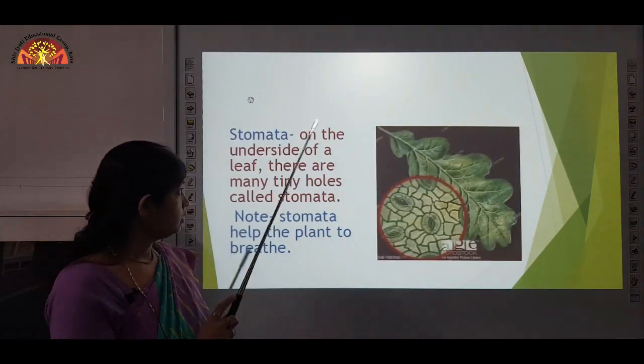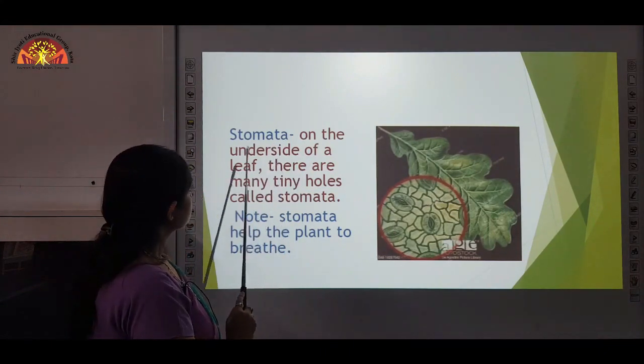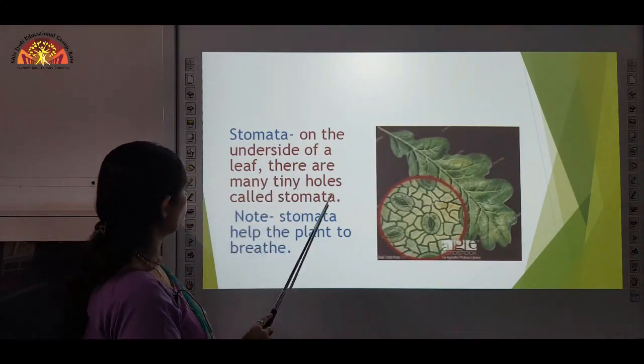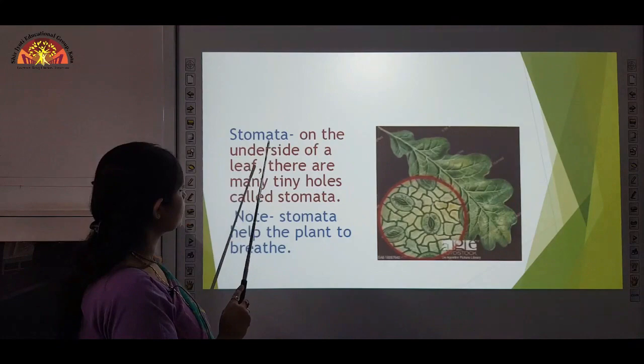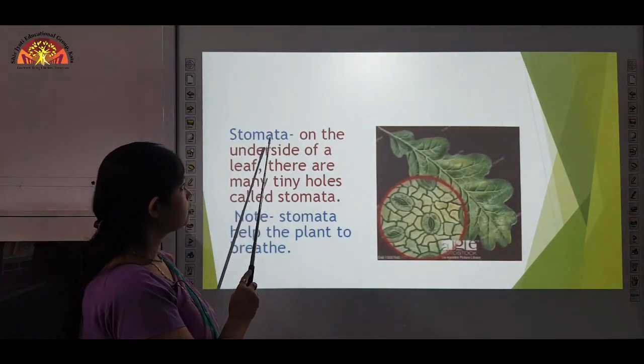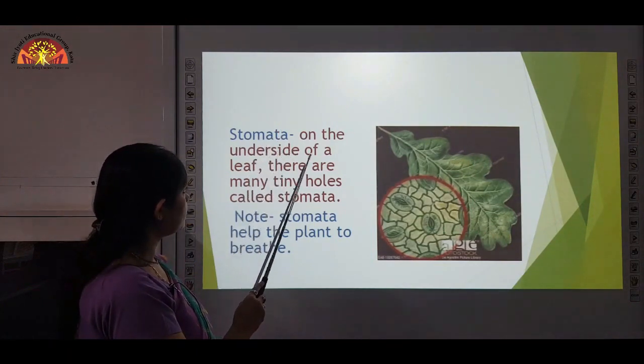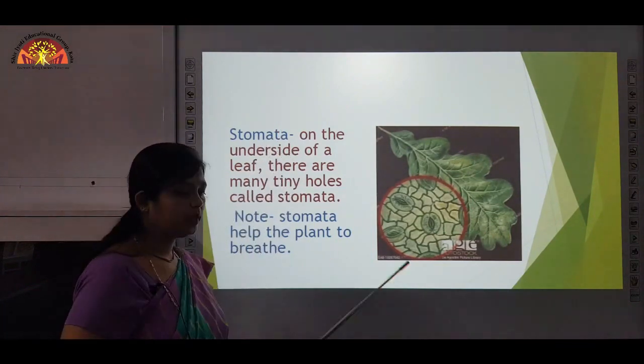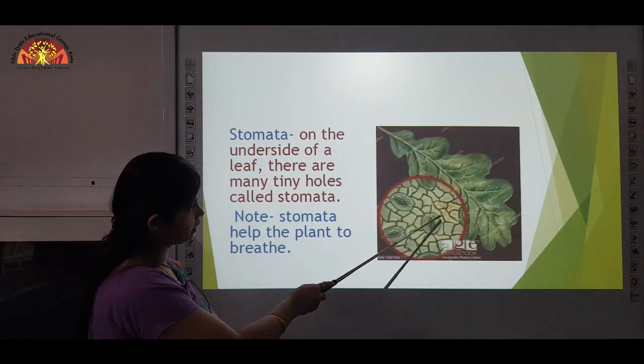Now there are some tiny holes present on the underside of a leaf. Now you can see stomata. These are called stomata. So these are present on the underside of the leaf, and these are very tiny holes. You can see the diagram over here.